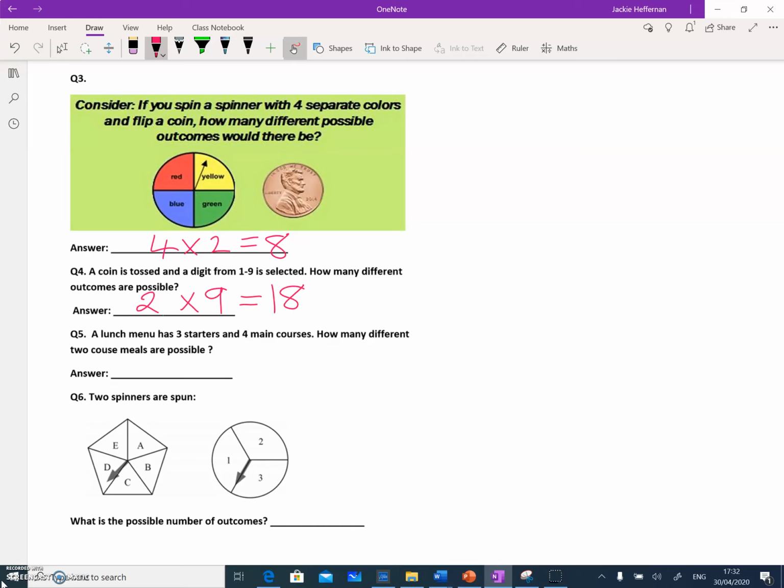A lunch menu has 3 starters and 4 mains. How many different 2-course meals is there? Same again, 3 multiplied by 4, 12. Last one, you have 2 spinners. What is the possible number of outcomes? So there's 1, 2, 3, 4, 5 on the first one and 3 on the second one. So it's 5 times 3, which is 15 different outcomes. Okay, pause it if you need to.